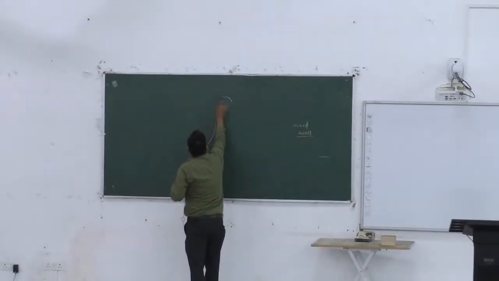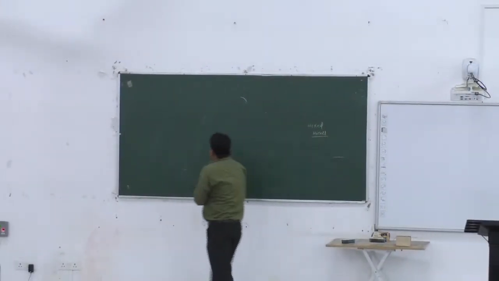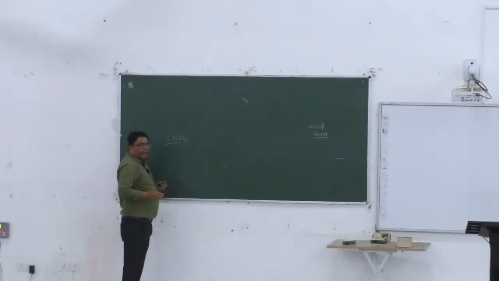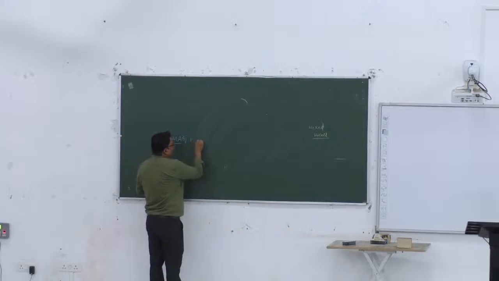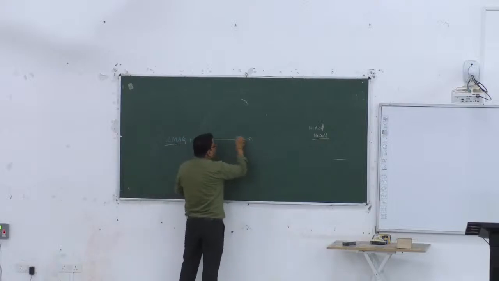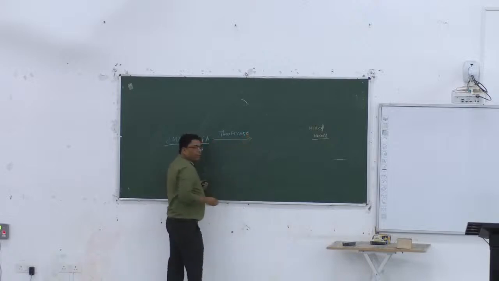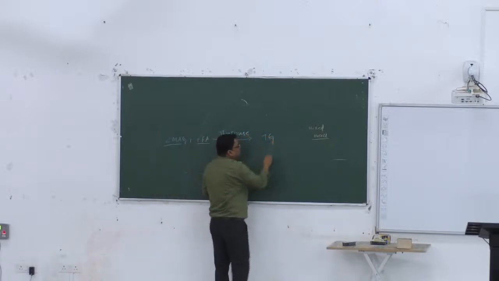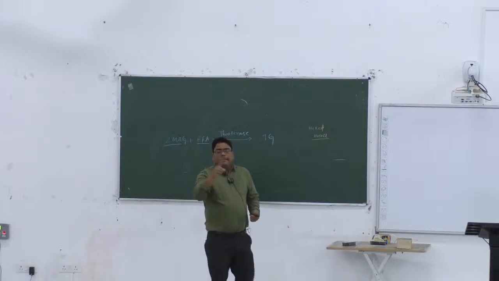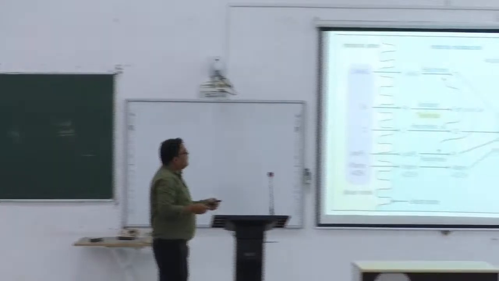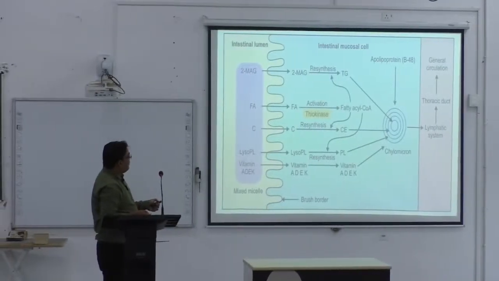So students, understand this. If there is attachment of free fatty acid chain forming the molecule TG, this process is called re-esterification. What is it called? Re-esterification. So there is a formation of TG.